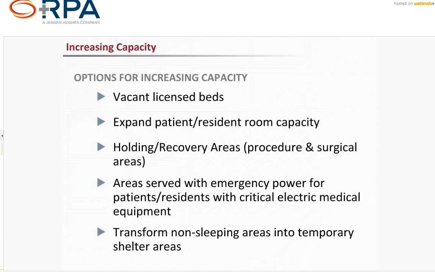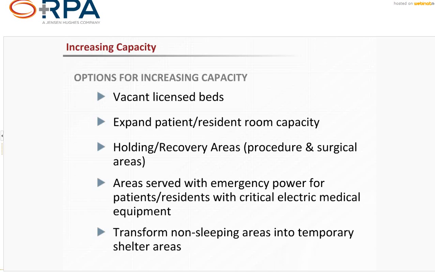So the first thing, and obviously we are going to look at, is what vacant licensed beds can we go through and fill, and then start to assess what other areas after that can we go through and start to expand. So once we've done that influx of filling licensed beds, what surge areas can we start to go through and fill?